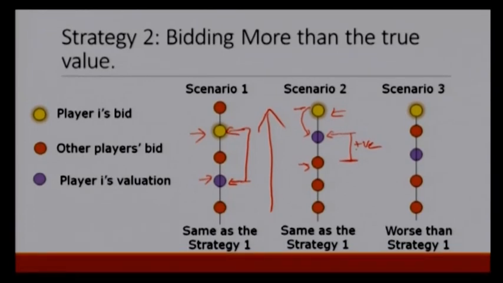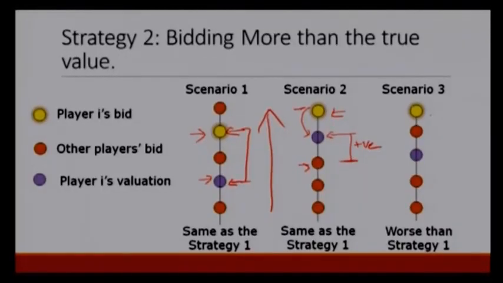But let us look at scenario 3. Here also his bid is the highest among all other bids, but someone else is bidding a value higher than the true value of player I. What happens? In this case, player I wins as he is submitting the highest bid. How much does he have to pay? The highest bid among all remaining bids. So, this much he has to pay.